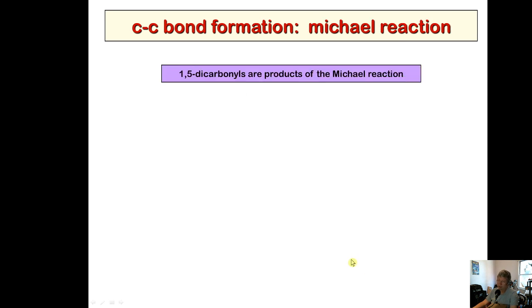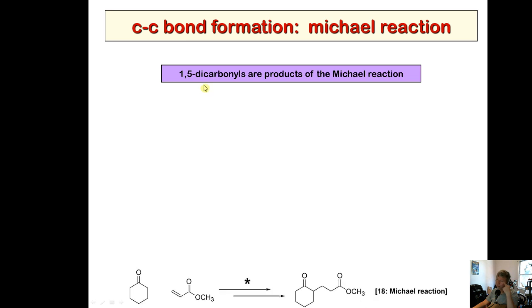Okay, then we also have the Michael reaction. This is kind of a different variation. It's a condensation reaction because we're taking two pieces and attaching them. And the product of a Michael reaction, conveniently, we just call a 1,5-dicarbonyl. So it's going to be two carbonyls separated by, well, we can number them and say it's a 1,5-dicarbonyl.